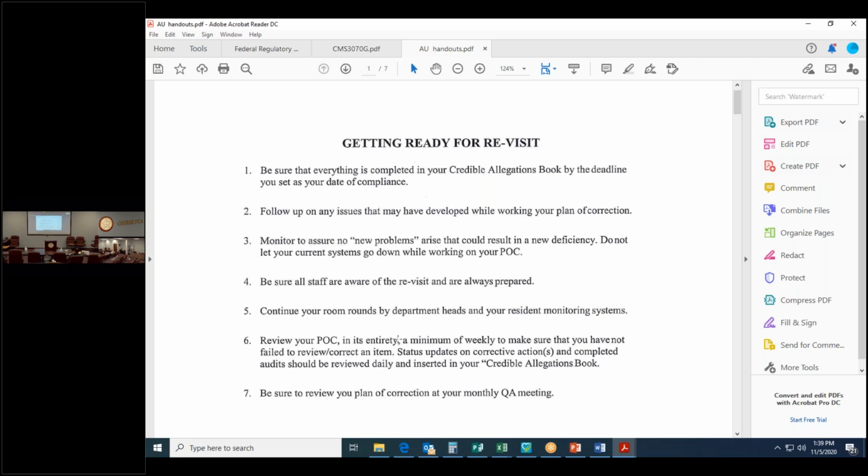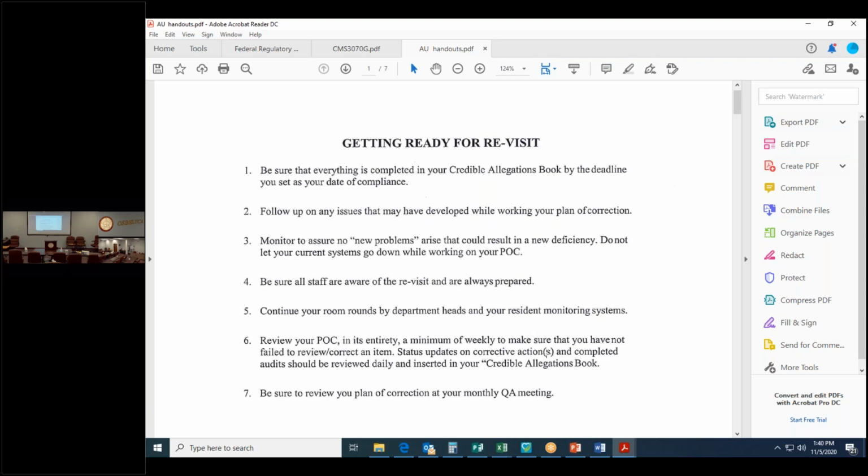Okay, be sure staff are aware of the revisit. Continue your room rounds by department head. So basically, if it's a maintenance issue, as the administrator, you want to go through and do rounds with the maintenance person. If it's dietary, who's over your dietary, you want to go in and make sure that they have the items needed to make the correction, but they're working on making those corrections. So you're pretty much monitoring them.